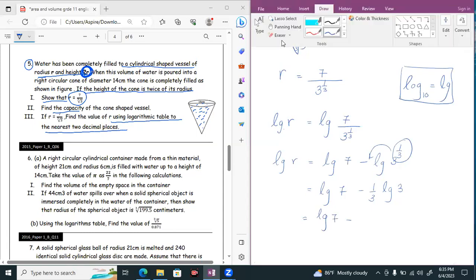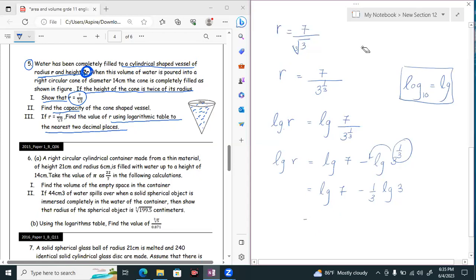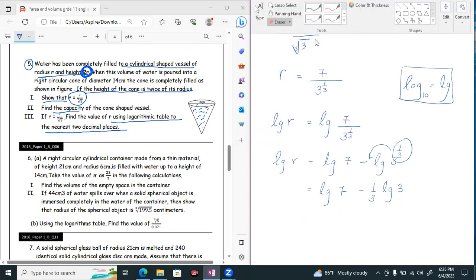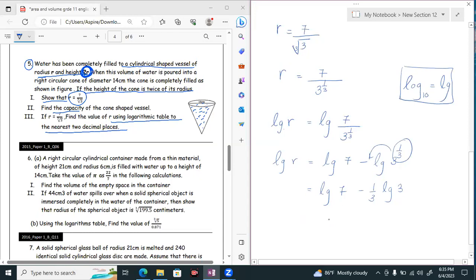Now you have to find the logarithm values. Find the logarithm of 7. What is the characteristic? Here it is only one digit, no? You have to subtract 1 from 1, then it becomes 0. Then the characteristic is 0.